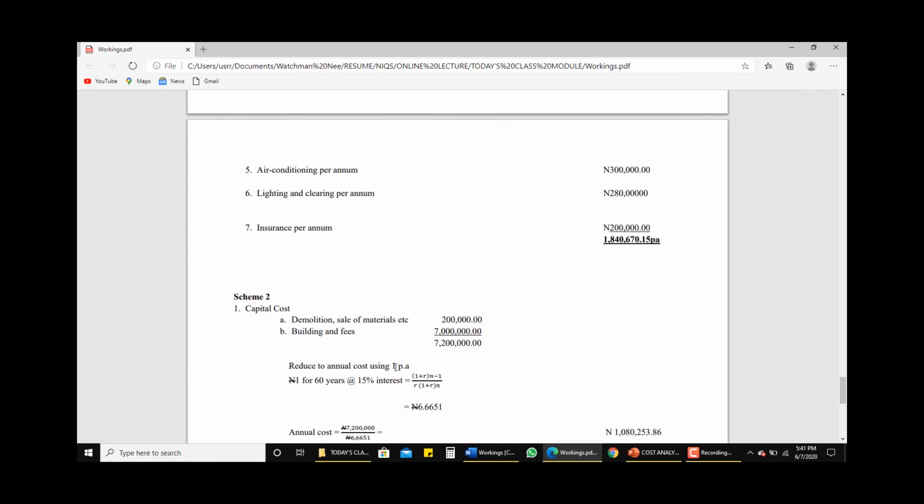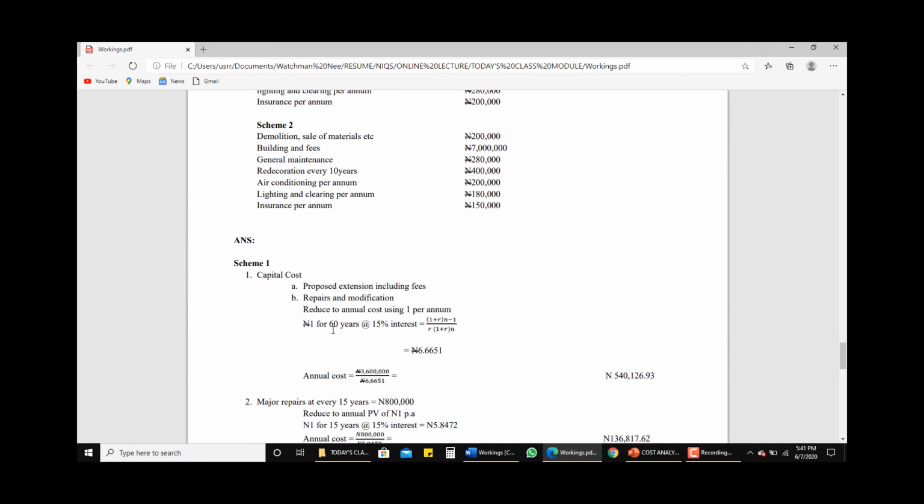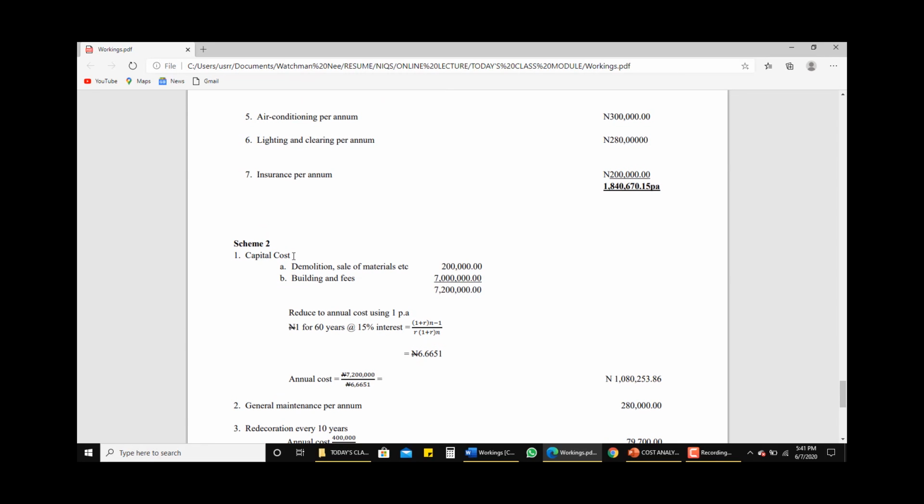So the same thing is applicable. The same procedure here is followed when it comes to scheme 2 too. We have the capital cost: the demolition and sales of material falls under the capital cost. Then building and fees, since they are not annual, also fall under the capital cost. So then, it's a one-off thing, not something that is annual. So then we reduce the total to annual cost using present value of 1 naira per annum.